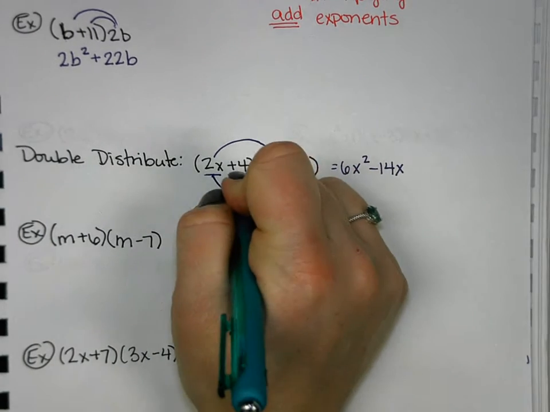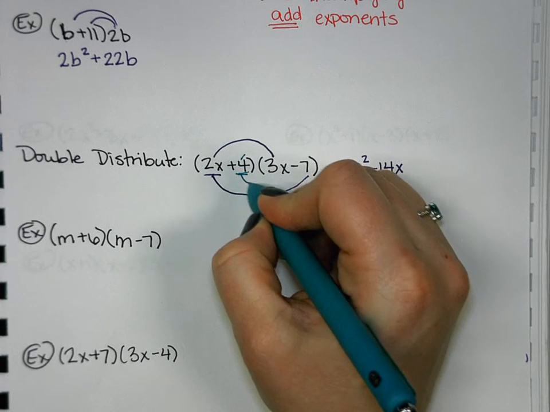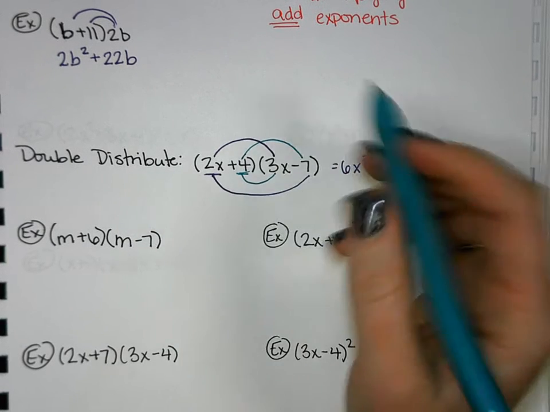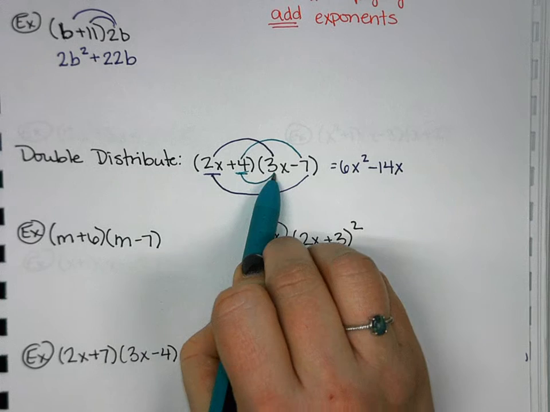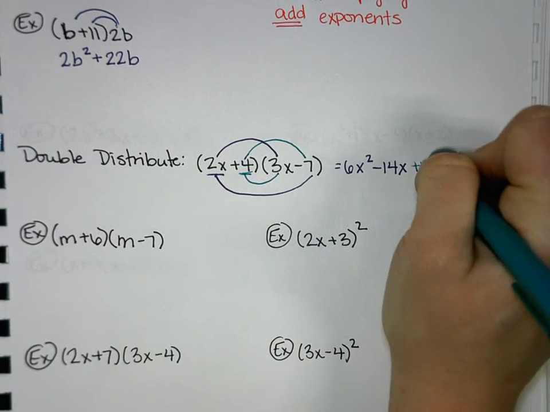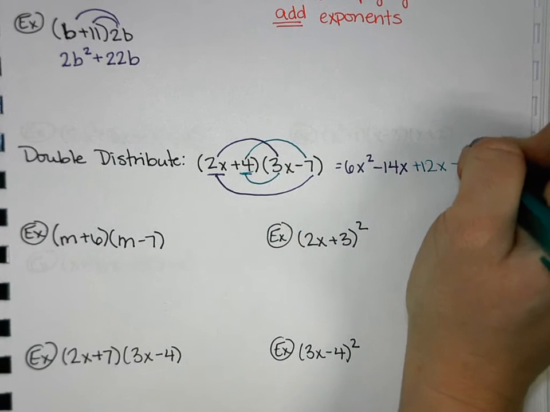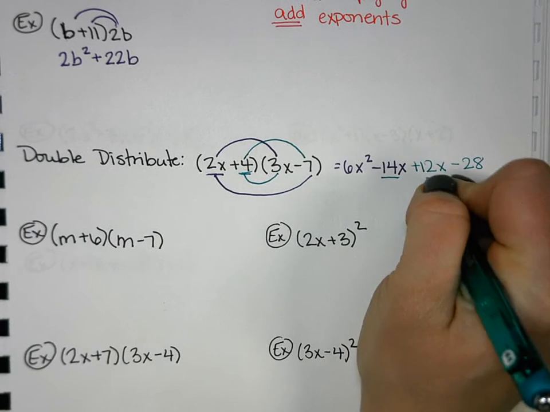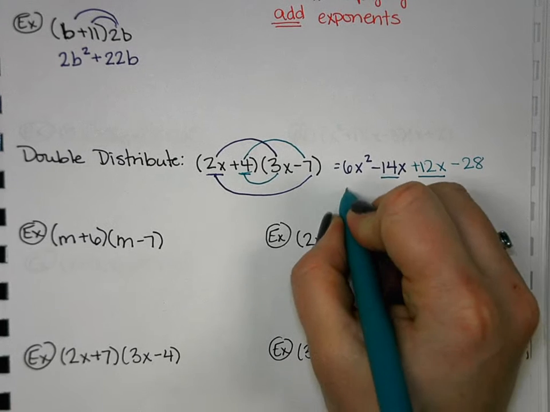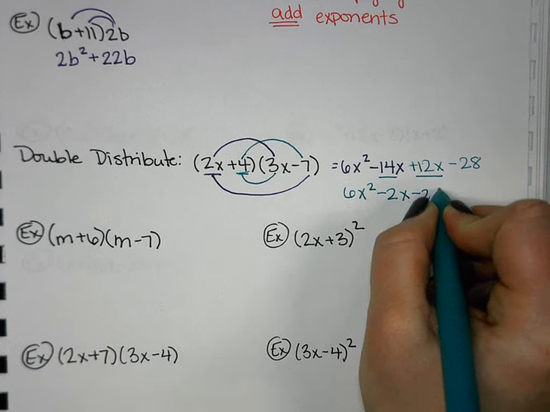Once you have that one, then you go to your second term and you multiply it by both terms. So what's 4 times 3x? 12x. And then 4 times negative 7? Negative 28. If you have like terms, which you will a lot of the times, you're going to want to then add them together to get your final simplified answer.